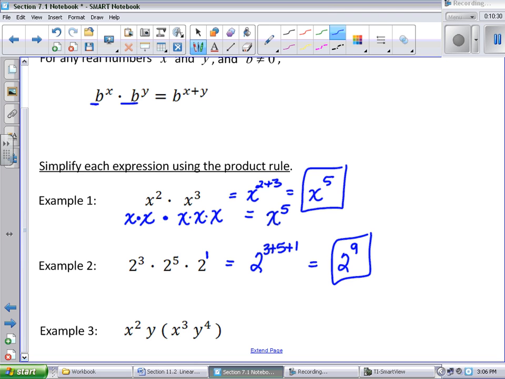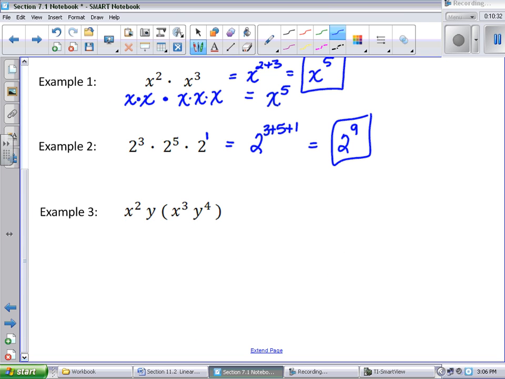Example 3 says we have x squared y times x cubed y to the fourth. Remember, our commutative property allows us to change the order. So I want to put my x's together. I have x squared times x cubed. I have y, and remember, y means y raised to the first power. I have just one of those y's times y to the fourth.